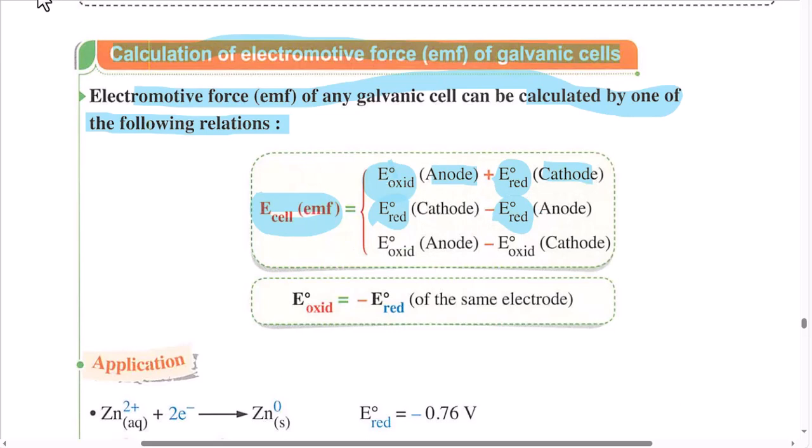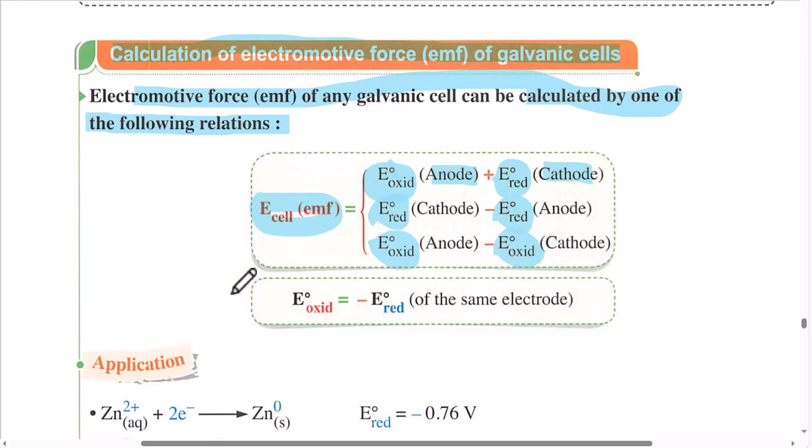Or it can be calculated from the oxidation potential of the anode minus the oxidation potential of the cathode. So what really happened in the anode? It is oxidation, so it is written first. What happened in the cathode? It is reduction. So if we want to calculate the electromotive force by the values of the anode and the cathode, we have to take the standard oxidation potential of the anode first minus the standard oxidation potential of the cathode.